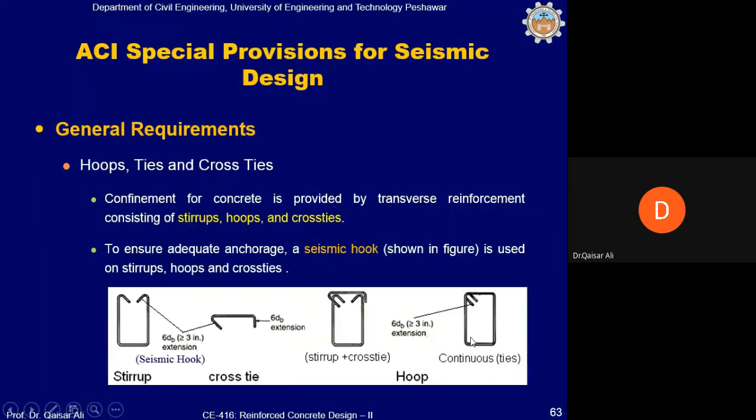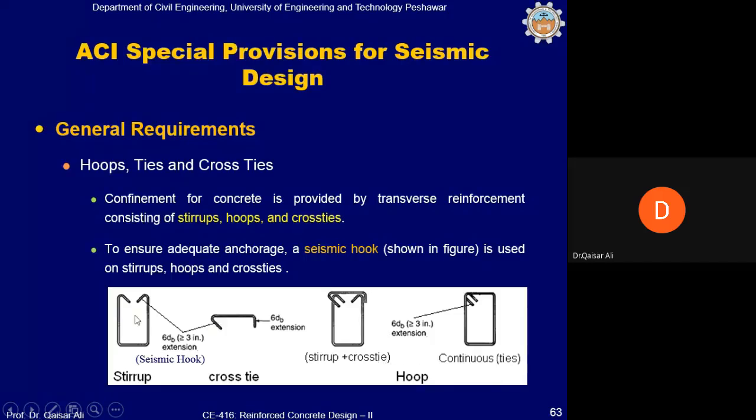This is called a continuous tie. Both of these are also called a hoop. When a stirrup is closed, it will be called a hoop, regardless of whether the closing has occurred due to the cross tie or due to the use of a single bar. Okay, this is called a continuous tie, and this is called stirrup plus cross tie. Both of them are called hoop.